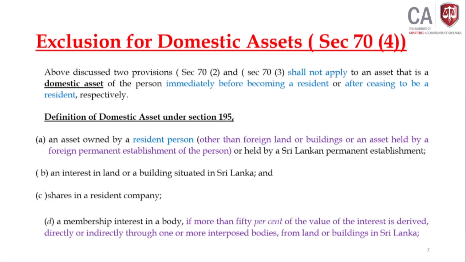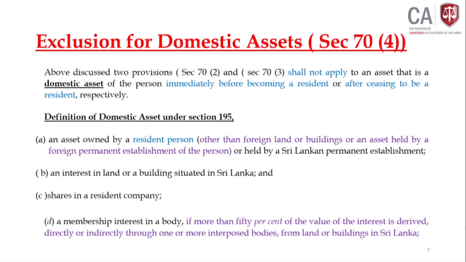The definition of domestic asset is mentioned in section 195. What is section 195? Interpretation. What kind of interpretation? General interpretations, prescribed in alphabetical order of each term in that particular section. Okay, come to the definition of the domestic asset under section 195.